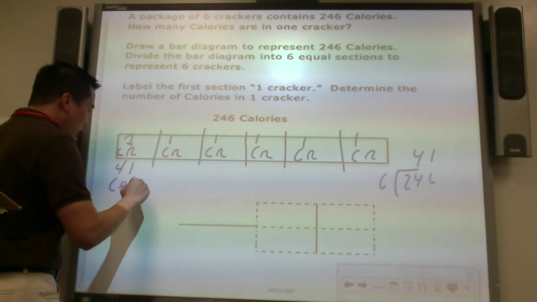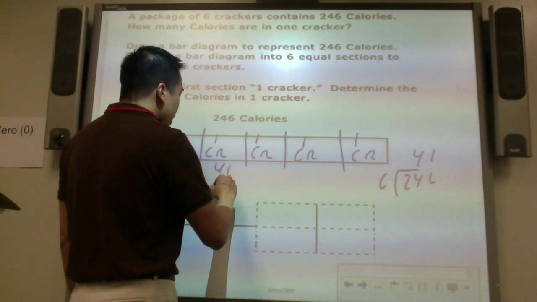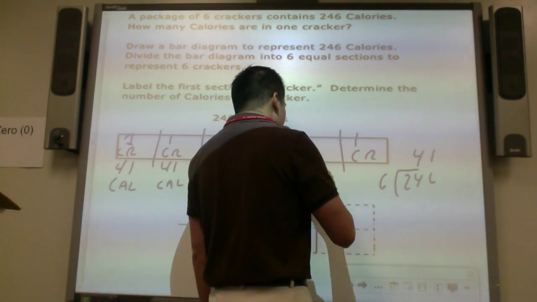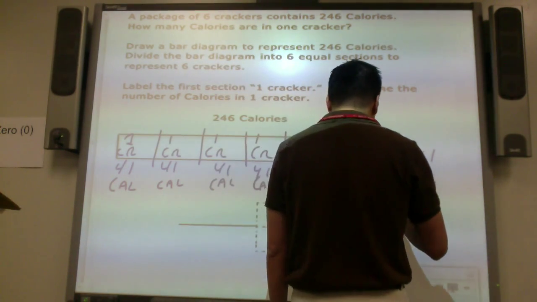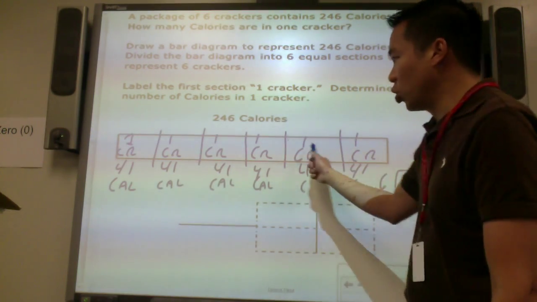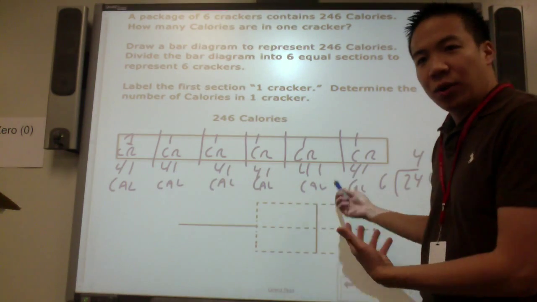So there are 41 calories for 1 cracker, 41 calories for each of the 6 crackers. So total there's 6 crackers, 246 calories. So that's one way to do it.